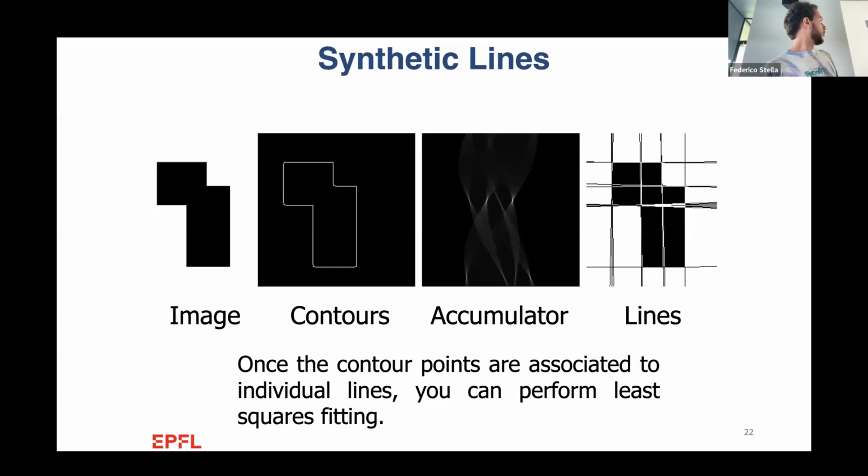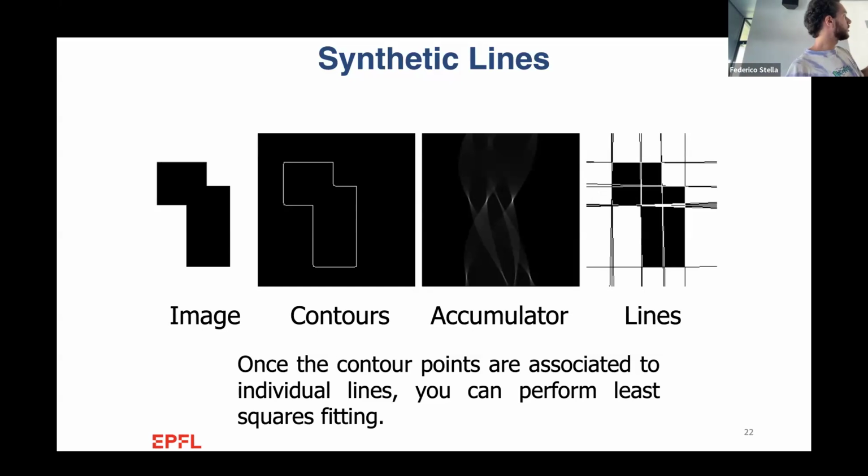So the way we can use it is that if we have an image and we get some contours like this via edge detection, okay, of course, this is a very simple case, then we can have these contours vote in the accumulator space, and the maxima in this space will be lines in the original image, okay?